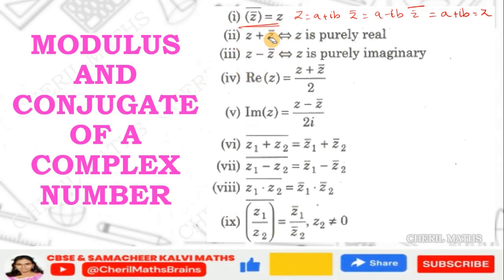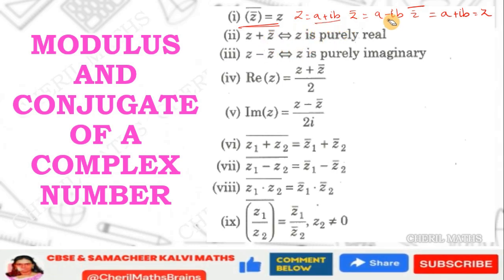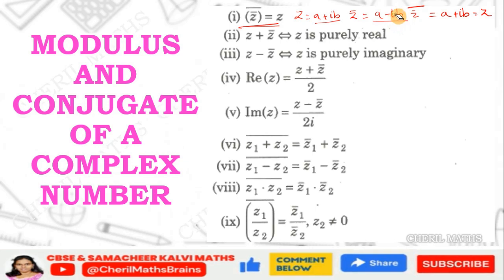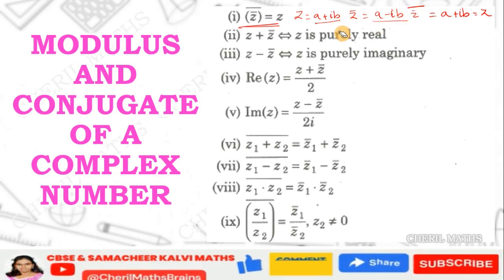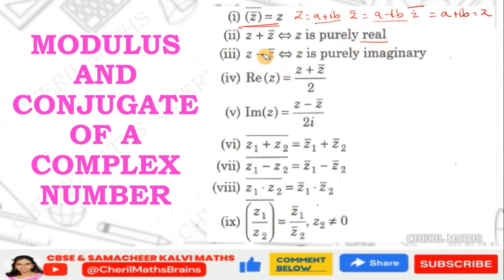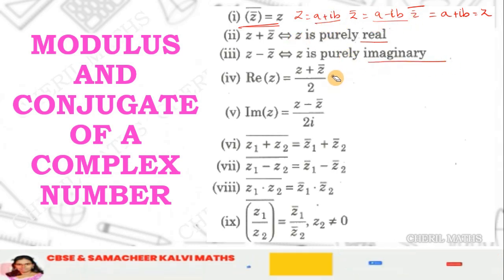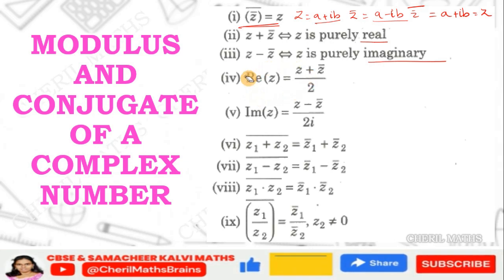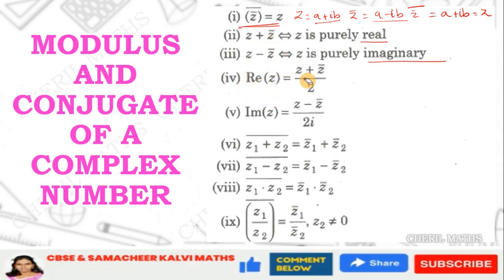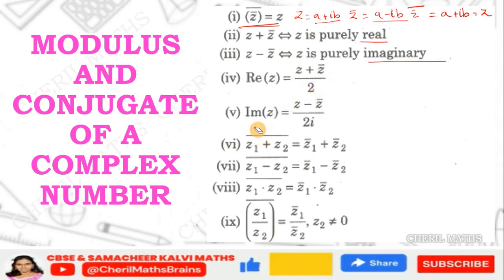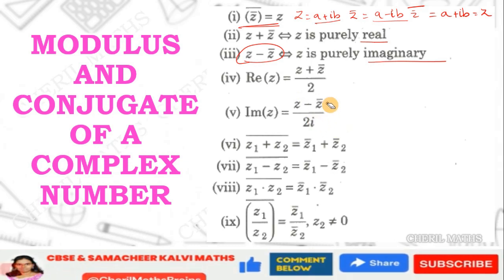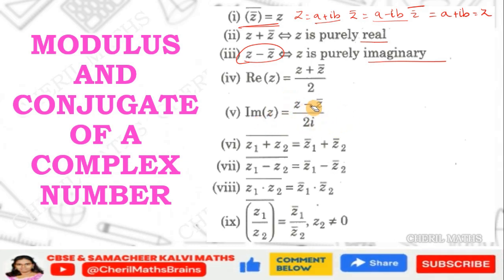So z plus z bar, that means you are going to add. If this is z, this is z bar. When you add, the ib and ib will get cancelled, so it will only be a real number. Likewise, when you subtract, the real part will get cancelled, so it will only be imaginary. If you want to get the real part of z, you will add these both and divide by 2. Similarly, for the imaginary part, z minus z bar divided by 2i will give you the imaginary part of z.